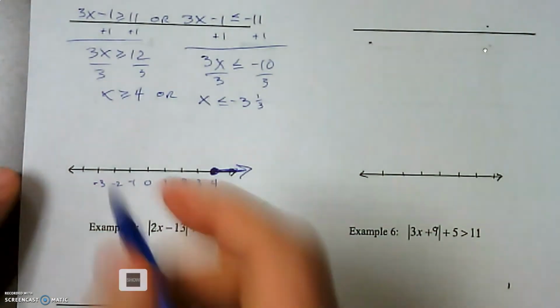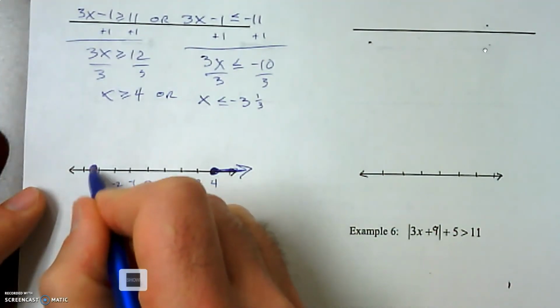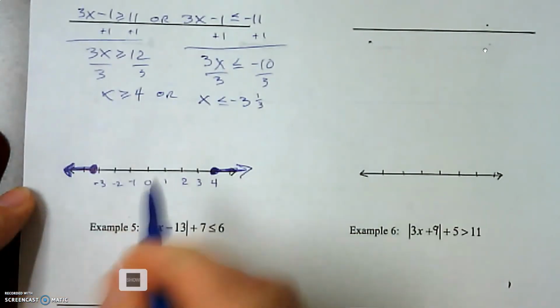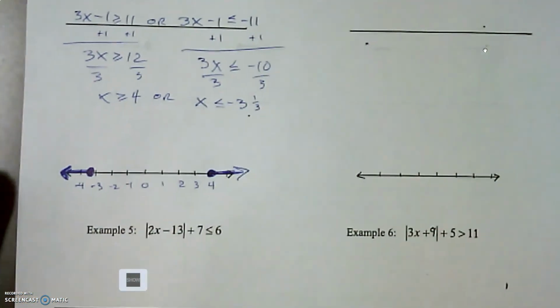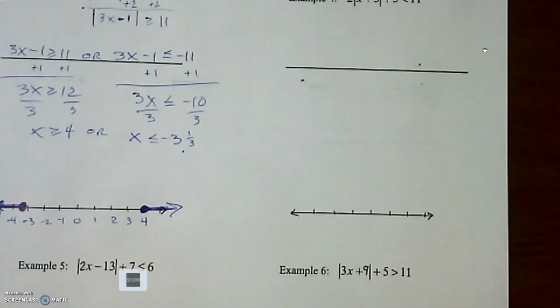Less than or equal to negative 3 1/3. I'm just going to go to the left of negative 3. It's over there somewhere. See, it's in between negative 3 and negative 4. That number there. Okay, again, yours all divide evenly, so I don't think you have anything to worry about related to that.